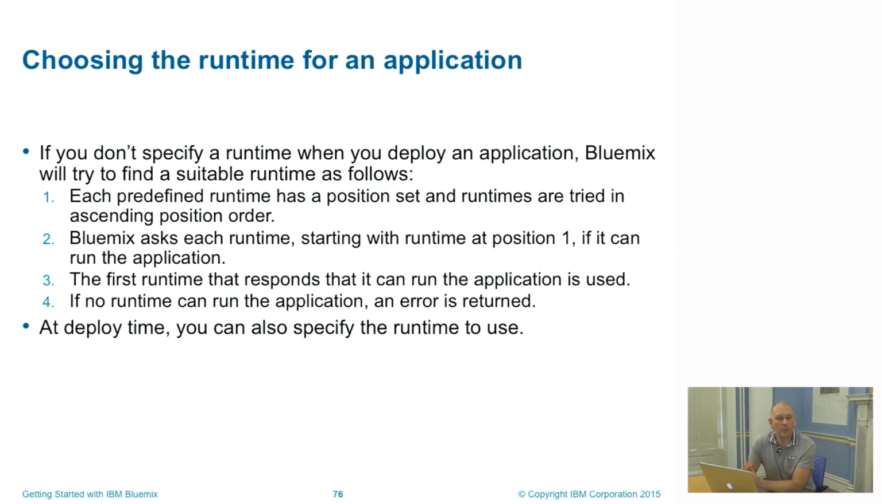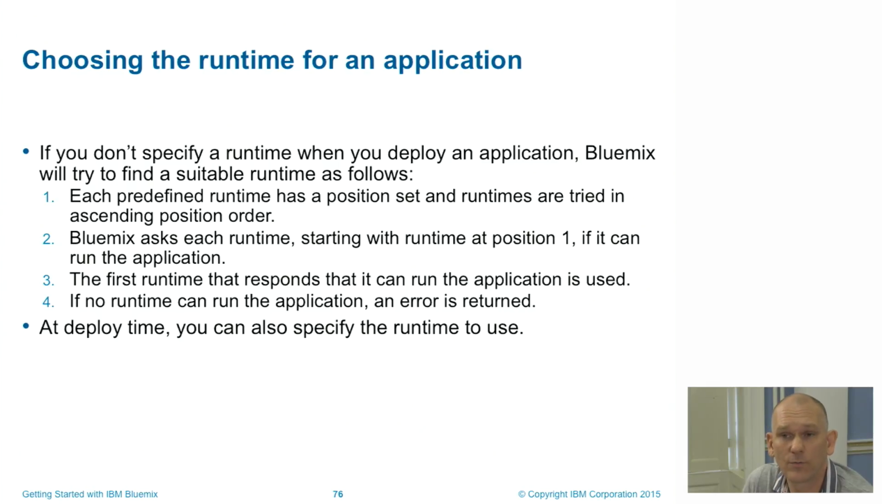Cloud Foundry and Bluemix have a number of runtimes pre-configured. And when you push a new application, each of those runtimes is going to get asked if it can run the application. There is an order to the runtimes, so each runtime in order is going to be asked, can you run this application? And there's actually a detect script within each build pack that has a set of rules to determine if it can run an application. The first runtime that responds is the runtime that you get.